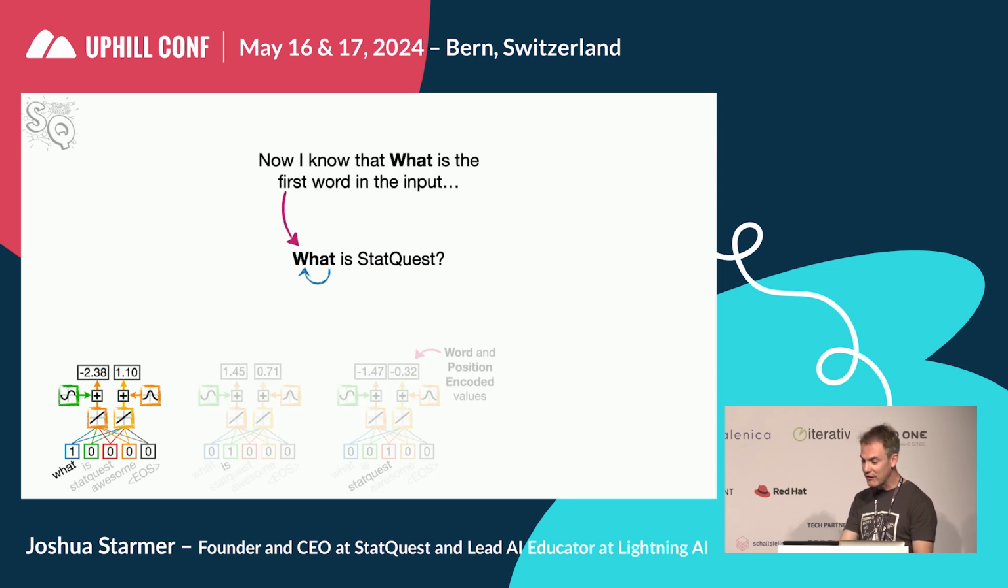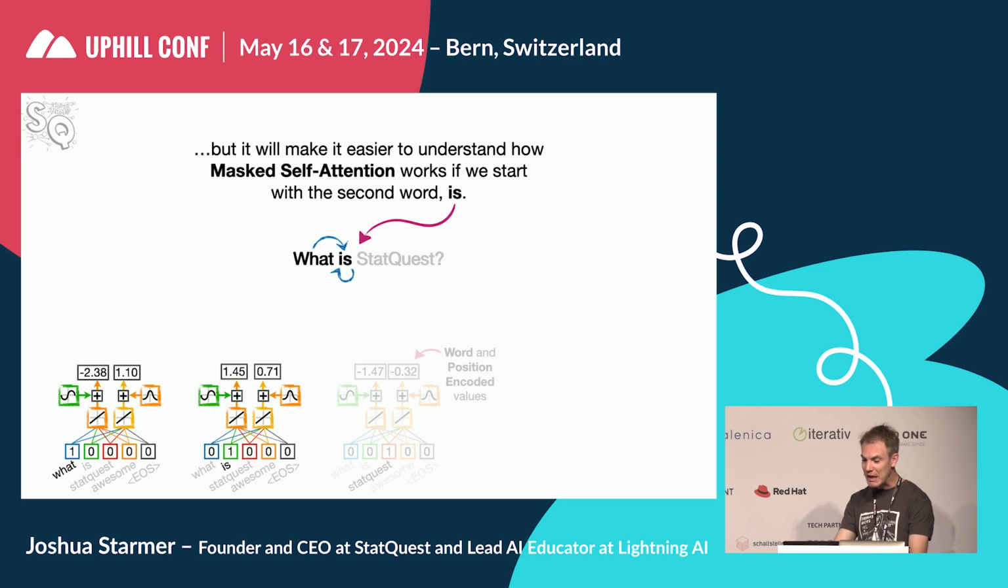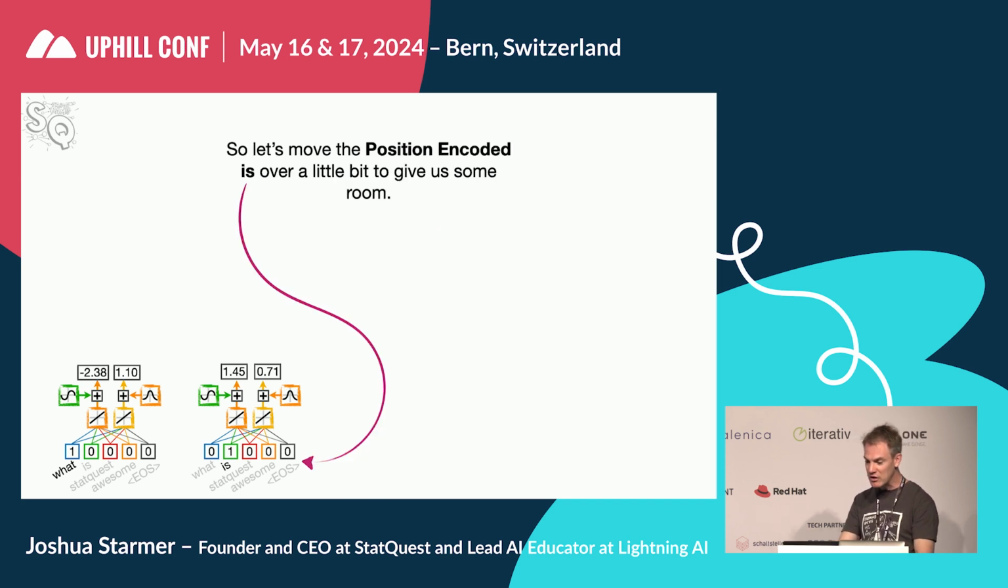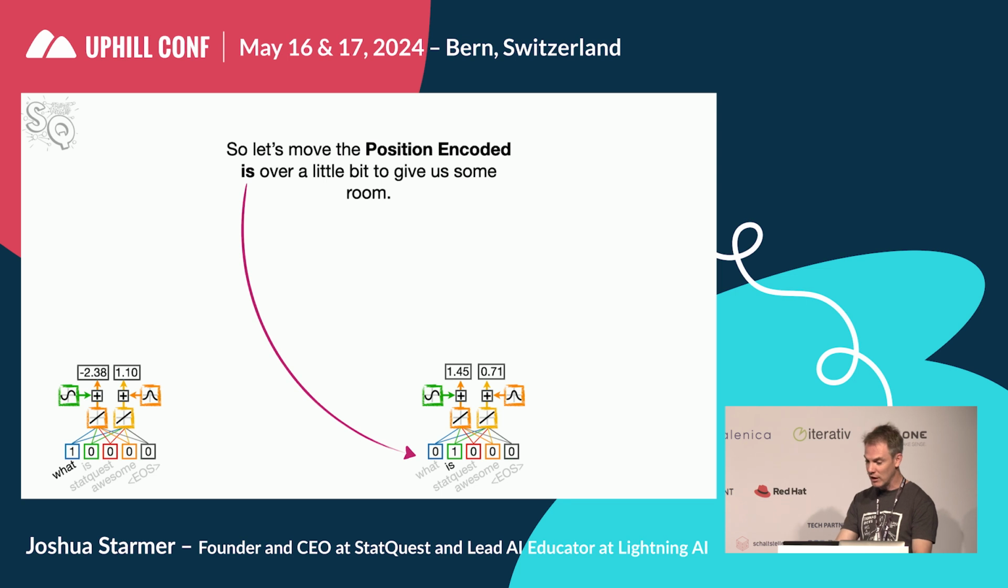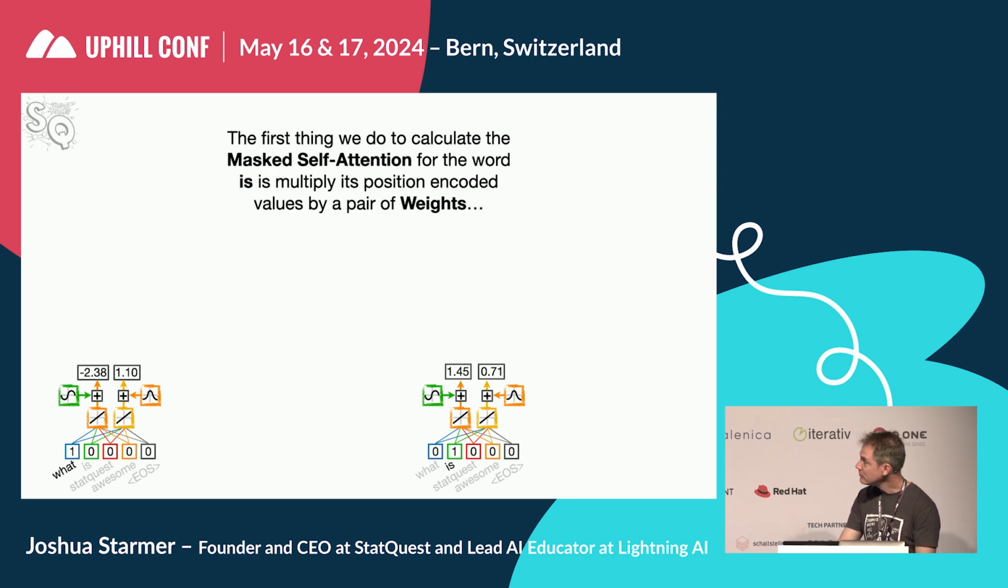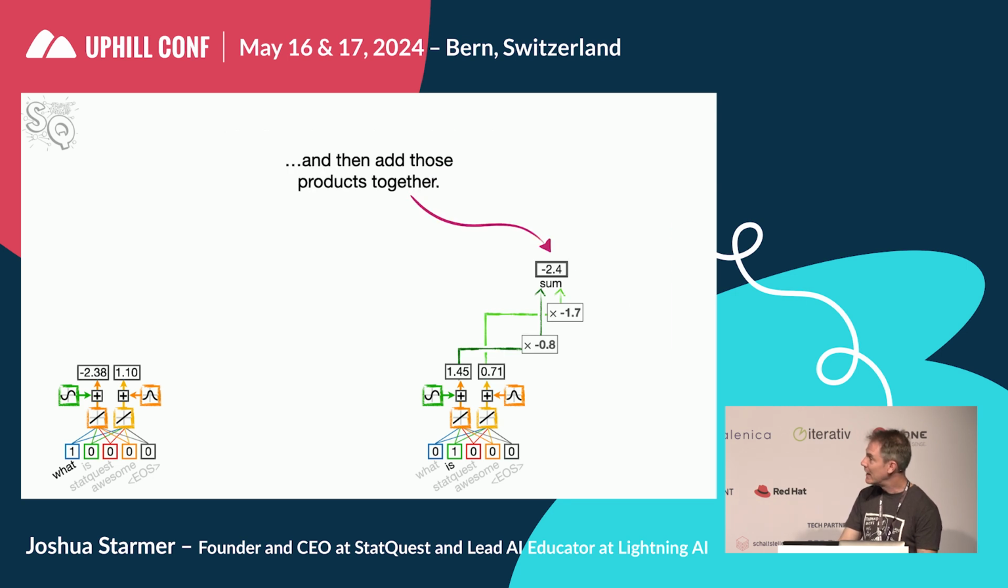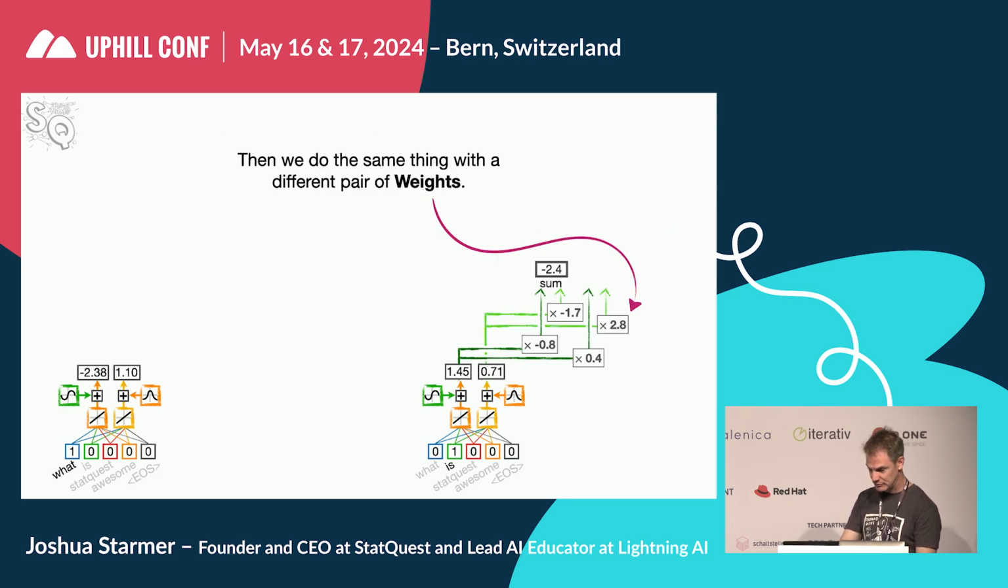Now I know that "what" is the first input word, but it'll make it easier to understand how masked self-attention works if we start with the second word, "is." So let's move the position encoded "is" over a little bit to give us some room. The first thing we do to calculate the masked self-attention for the word "is" is multiply its position encoded values by a pair of weights, and then we add those products together. And then we do the same thing with a different pair of weights.